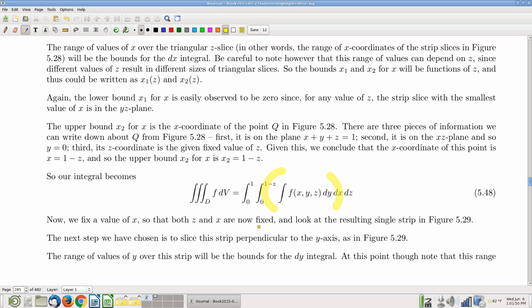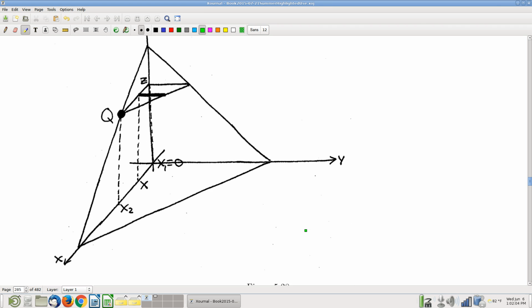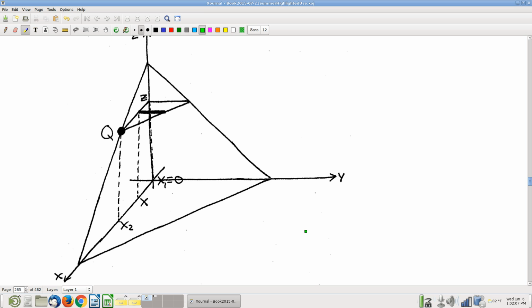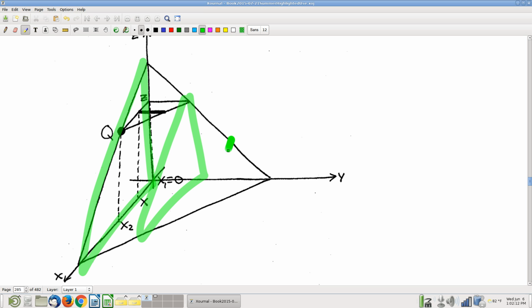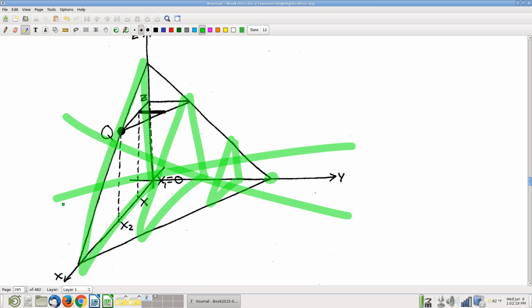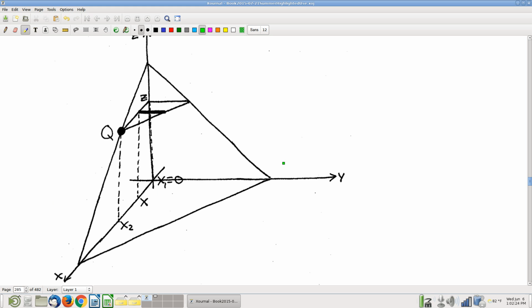Okay, let's do the third bound. So now that we have a range of values picked, z goes from 0 to 1, and now we've agreed that x goes from 0 to 1 minus z. Now what about y? What's the range of values of y? I emphasize we are not talking about how y ranges over all of these different values over the entire solid. Not at all what we're interested in. We're looking for how y ranges over the region of the slice that we've already decided to focus on.